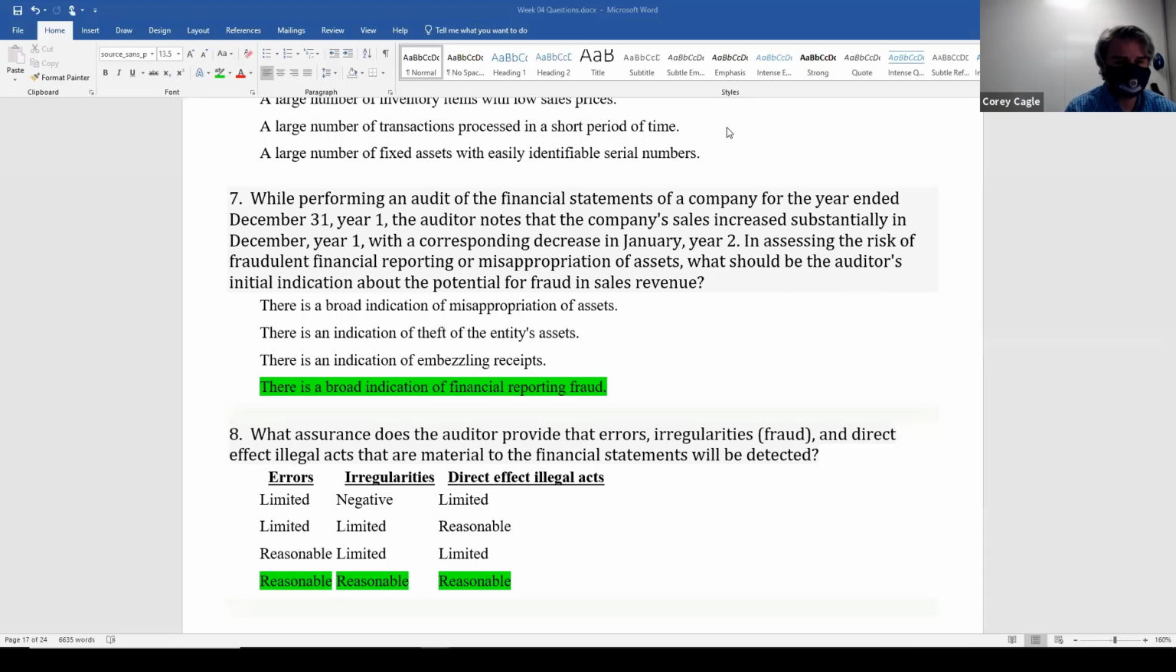in January. In assessing the risk of fraudulent financial reporting or misappropriation of assets, what should the auditor's initial indication about the potential for fraud be? Plain and simple, there is a broad indication of financial reporting fraud. That's a big red flag, another way of saying D. Yeah, it looks a whole lot like income smoothing.